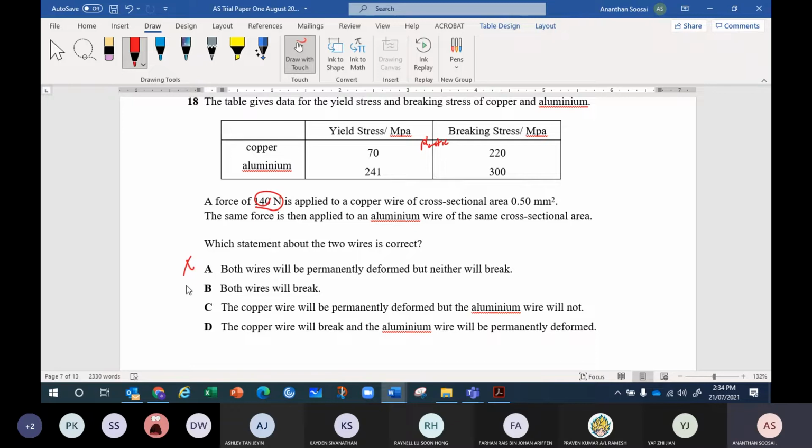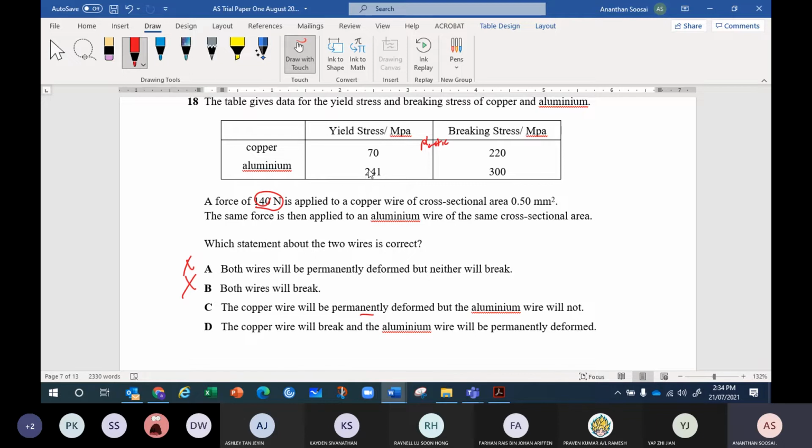Both wires will break. No, both wires won't break. To break, you must exceed 300 and 220 respectively. This is only 140, so it never breaks. The copper wire will permanently deform, correct? Because it is under plastic deformation. But the aluminium wire will not. The aluminium wire will get back to its original length because it's still under elastic deformation, because yield stress is 241.